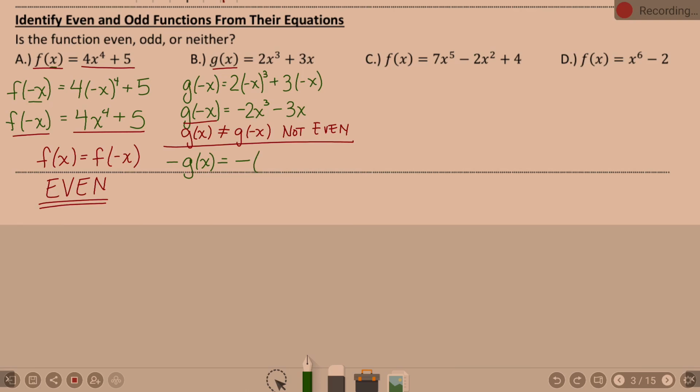What was g of x? Negative 2x cubed plus 3x if I go back to the original, yes? We're going to multiply that whole equation by a negative. What happens when you multiply something like that by a negative? Each sign will change, yes? So when you multiply each of those terms by a negative, positive 2x cubed becomes negative 2x cubed, plus 3x becomes negative 3x.